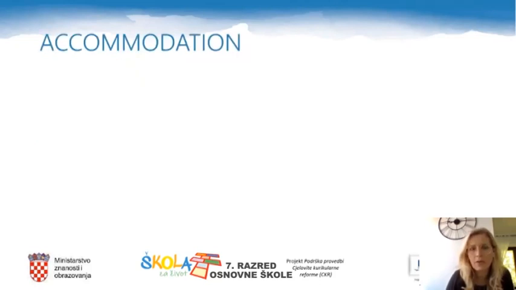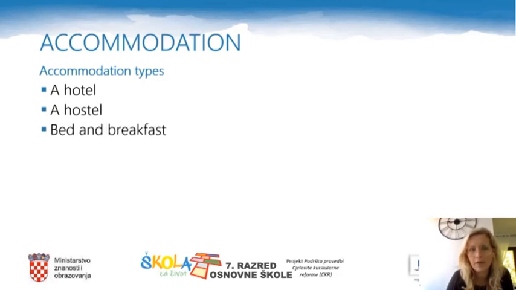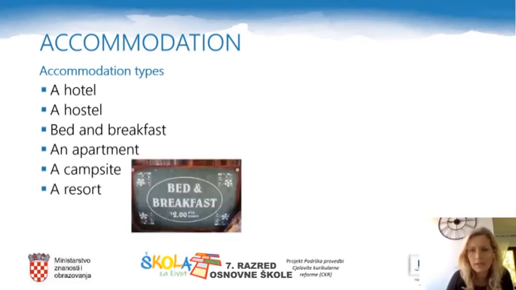When we talk about accommodation, there are different types we can choose from, such as a hotel, a hostel, a bed and breakfast, an apartment, a campsite, a resort. What is a resort? It's a famous place many people go to for different reasons, such as sport, recreation, or just rest. And a bed and breakfast is a room or a private house that includes sleeping and a morning meal.